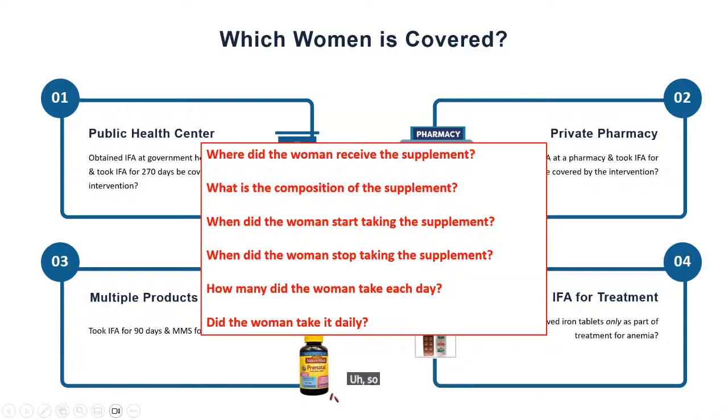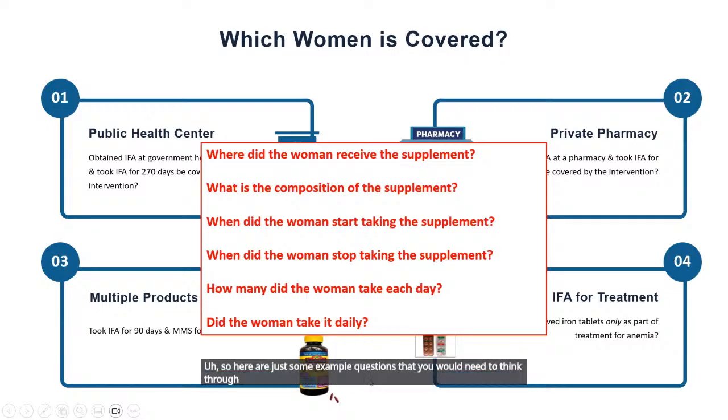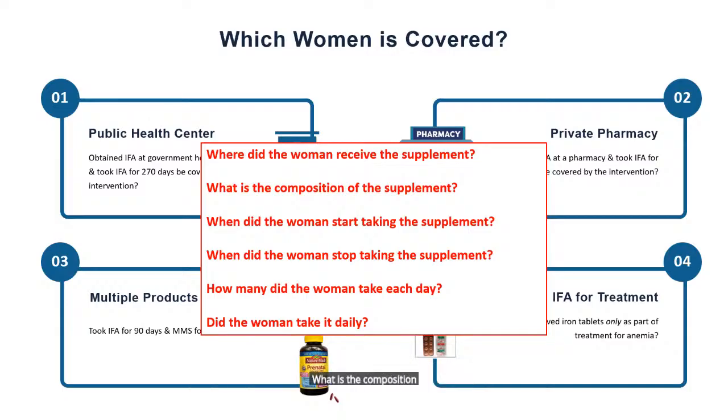So here are just some example questions that you would need to think through while considering coverage. So where did the woman receive the supplement? What is the composition? When did she start and stop taking the supplement? How many did she take each day? And did she take it daily? Next slide.